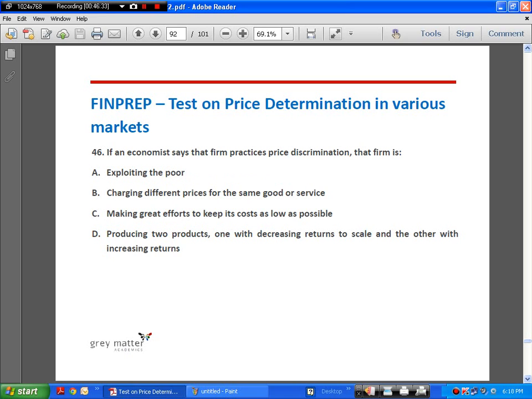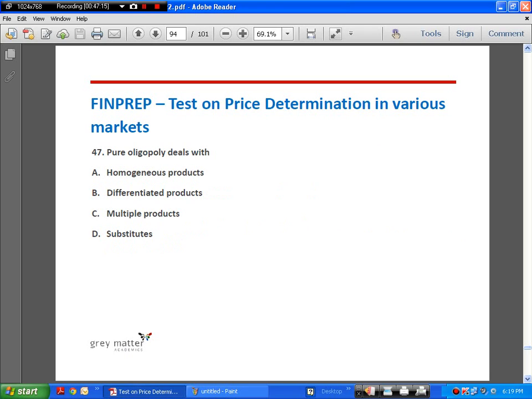46th question. If an economist says that a firm practices price discrimination, that firm is exploiting the poor, charging different prices for the same good or service, making great efforts to keep its costs as low as possible, producing two products, one with decreasing returns to scale and the other with increasing returns. Now, price discrimination is nothing but charging different prices from different consumers for the same good or service. Therefore, option B is the right answer. Charging different prices for the same good or service.